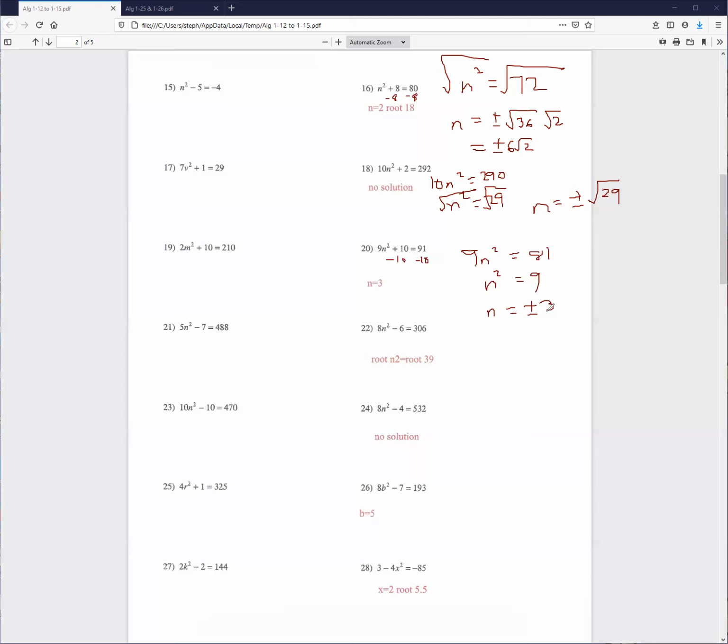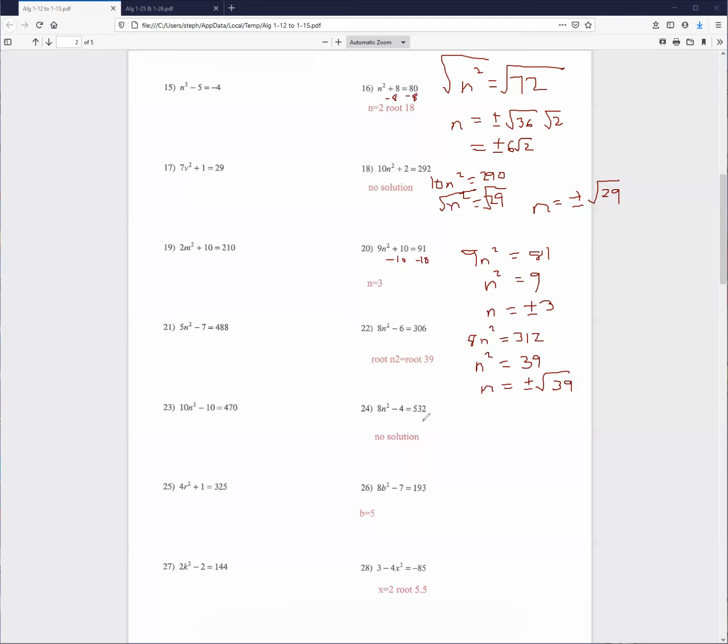Okay, 22. That is a funky looking answer, whatever they wrote there, but we'll figure out what this actually entails. 8n squared, we're adding 6 to both sides. We get 8n squared equals 312. Okay, does 8 go into 312? I'm going to have to bust out a calculator to check on that one. And yes, it does. It goes in 39 times. So therefore, when we divide by 8, we have n squared equals 39. So now when we square root both sides, n equals plus or minus the square root of 39.